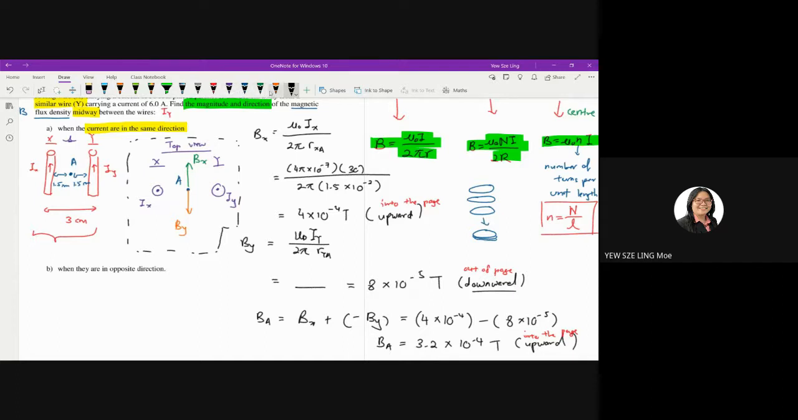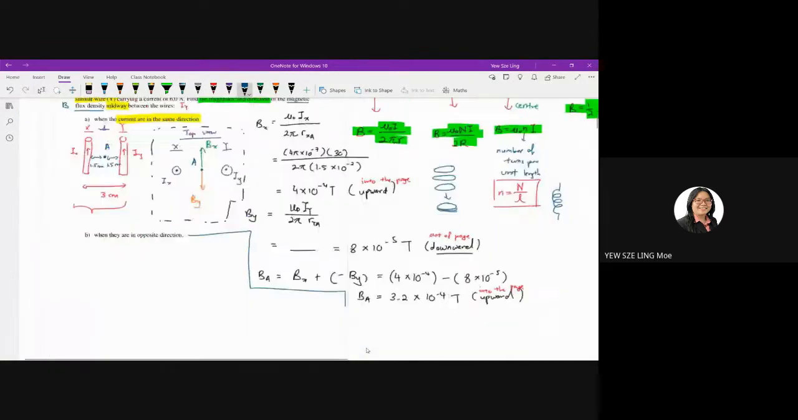Okay, so now let's look at question B. Now what you have right here is that you have two currents in opposite directions. So rather than two currents going up, now your conductor X, let's say, Ix is still going up. And then your conductor Y right here, now I let the current flow down.